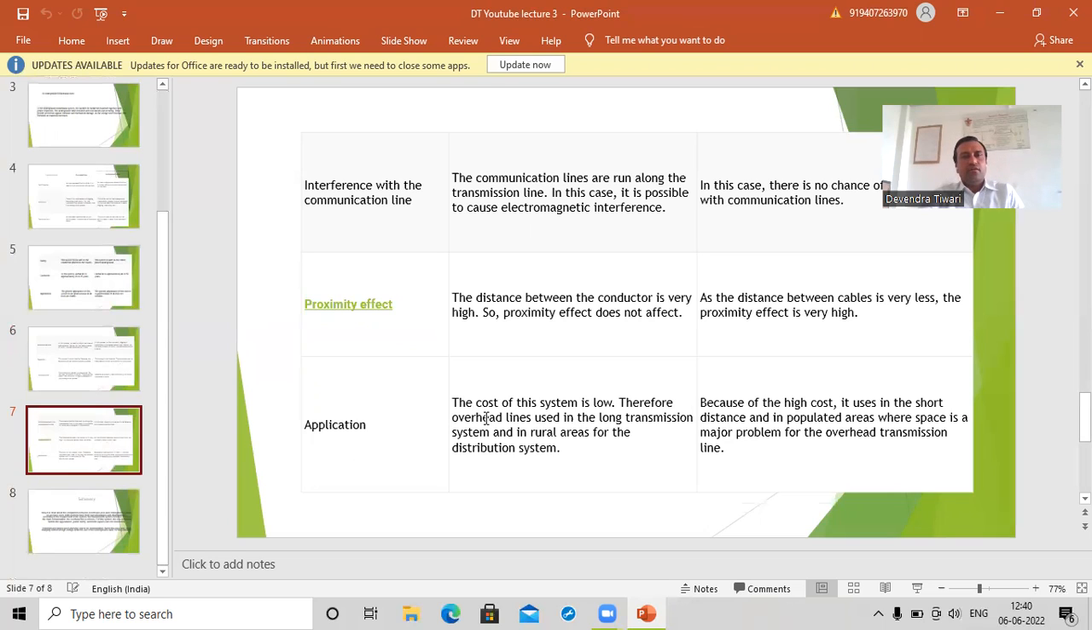Applications. In case of the overhead line system, the cost of this system is low. Therefore, overhead lines are used in long transmission systems and in rural areas for the distribution system. For cables, because of high cost, they are used over short distances and in populated areas where space is a major problem for the overhead transmission line system.